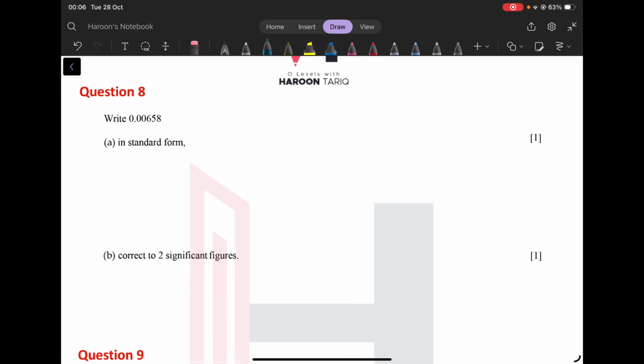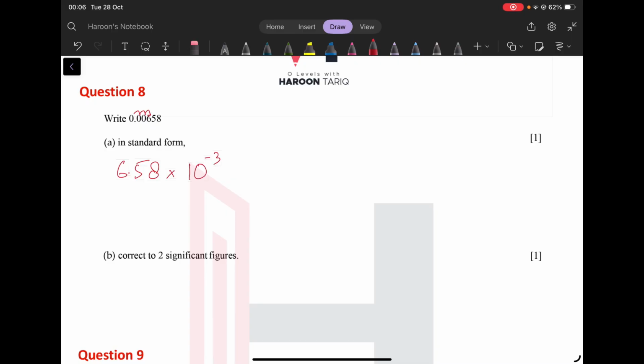Okay, now standard form. We need to bring the decimal 1, 2, 3, 3 places to the right after the first non-zero number, which is 6. So 6.58, and because we are moving 3 places to the right this time, the power of 10 has to be negative. So 3 places, so negative 3.